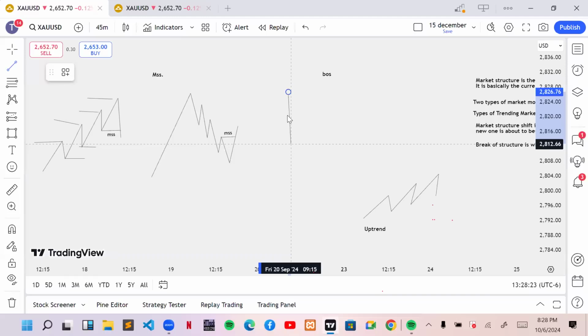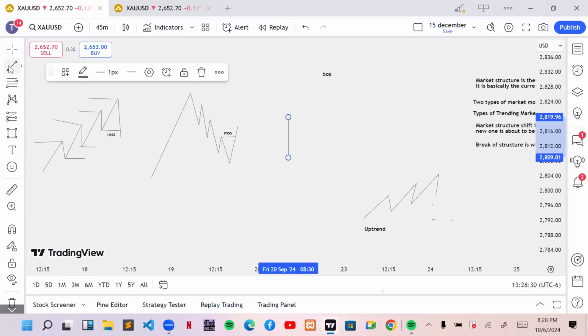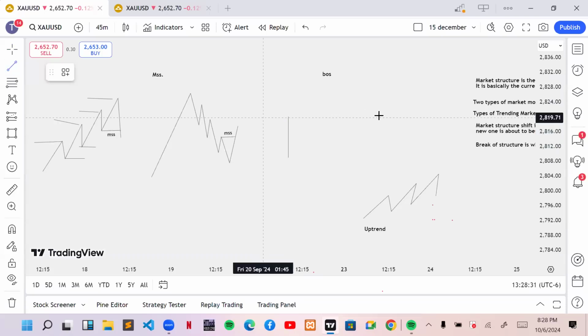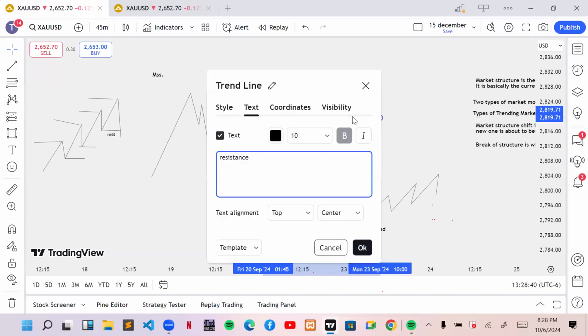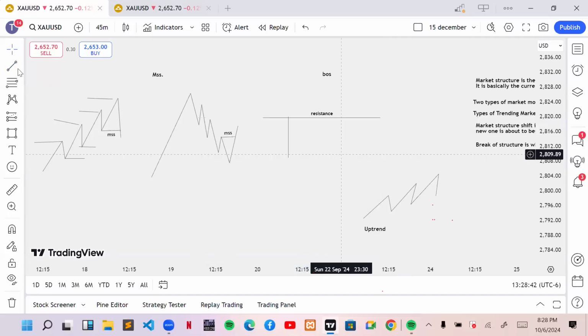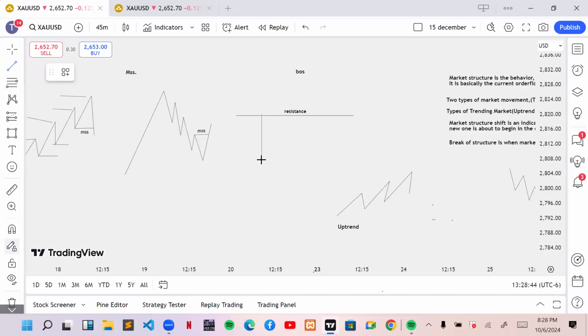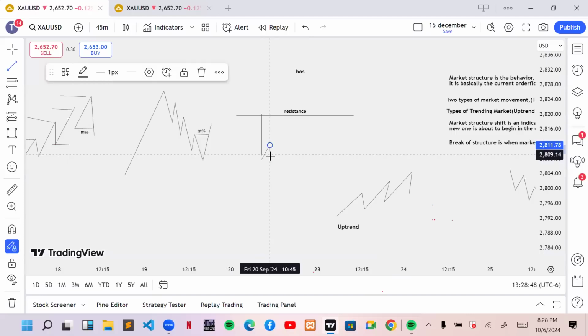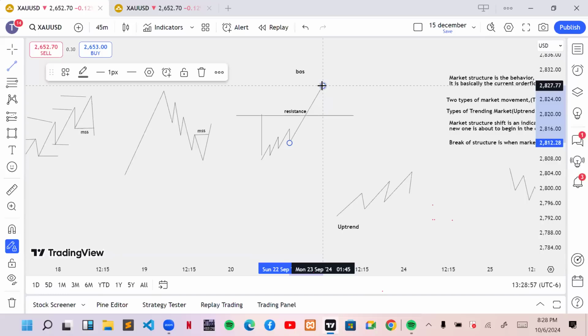Let me say this is a resistance level in the market. This is a resistance zone. So I'll mark that with resistance. And then price happened to be on an uptrend, which is the market making a series of higher highs and higher lows, higher highs and higher lows. Then something like this will happen.